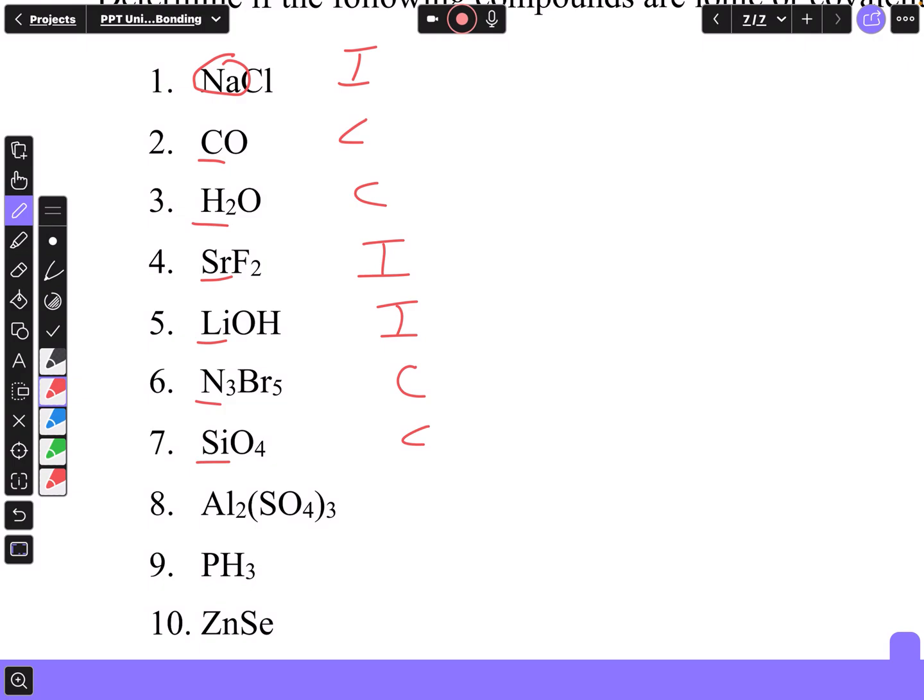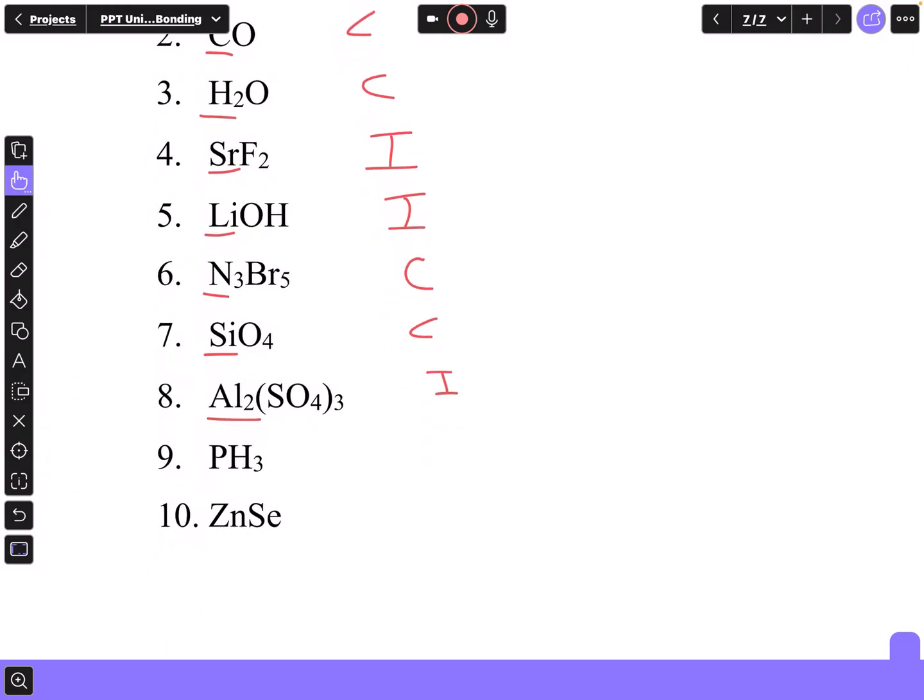Number 8, first element is aluminum. It is a metal. It's on the left side of the stair-step line, so this would be an ionic compound. Remember, the second, third elements are always going to be nonmetals. So we always look at the first element. If it's metal, it's ionic. Non-metal, it's covalent. We look at number 9, PH3. If you look at P, it's phosphorus. It's to the right of the stair-step line. It's a nonmetal, so this will make this a covalent compound. Then number 10, the first element is zinc. It's to the left of the stair-step line. It's a metal, so this would be ionic.